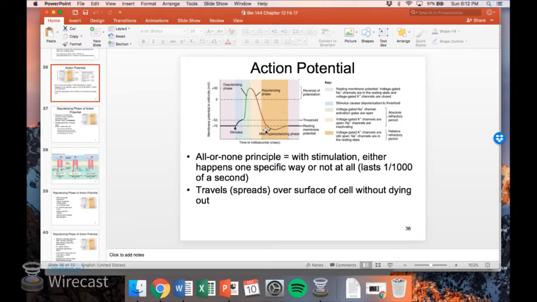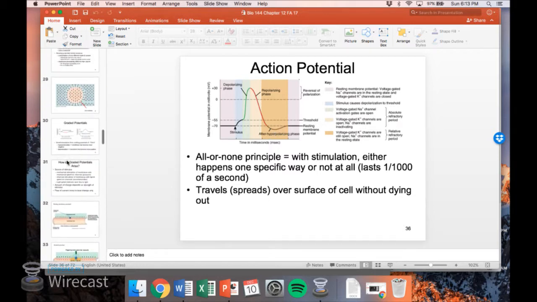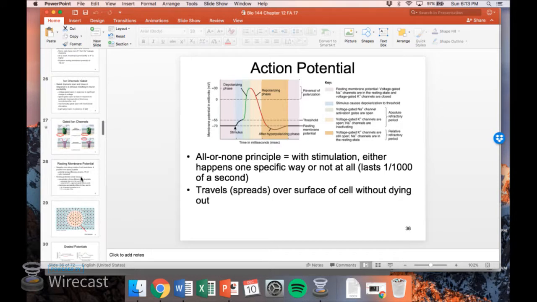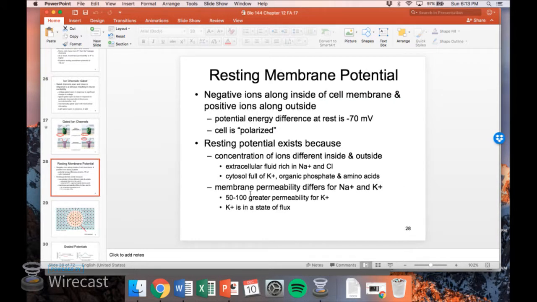Once the cell figures out to actually close all of its channels, we're going to close this channel right here. This is going to be our potassium channels, because our sodium channels have already been closing this whole time. Our potassium channels are going to close, and then the sodium-potassium pump is going to return us to our resting membrane potential. We're going to push all of that sodium outside the cell. We're going to put the potassium back in the cell, but remembering that there is something that's really key about this resting membrane potential, and it's that the permeability is different for sodium and potassium.